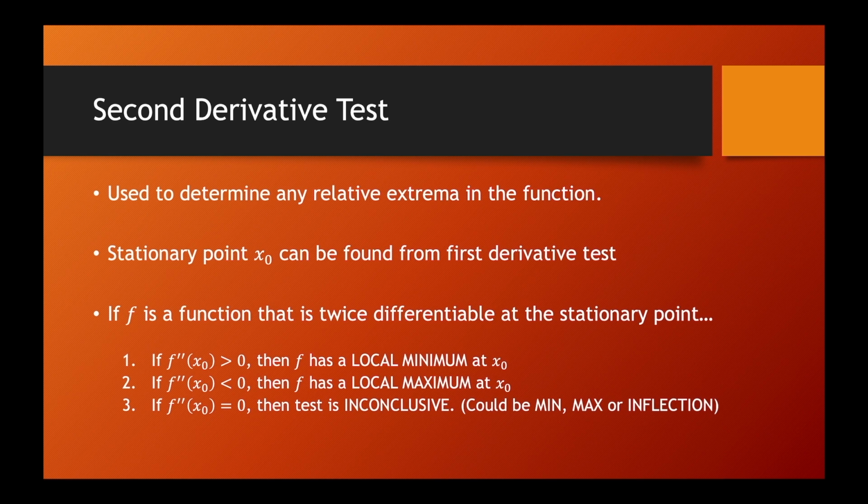Assuming f is a function that is twice differentiable at this stationary point, we can then say if the second derivative of that function is greater than 0, then the function is said to have a local minimum at that stationary point. If it's smaller than 0, it has a local maximum, and if it's equal to 0, the test is said to be inconclusive, aka there could be a minimum, maximum, or a point of inflection.